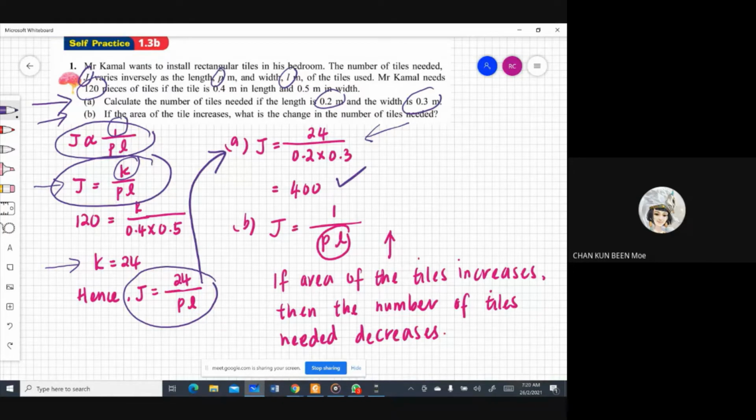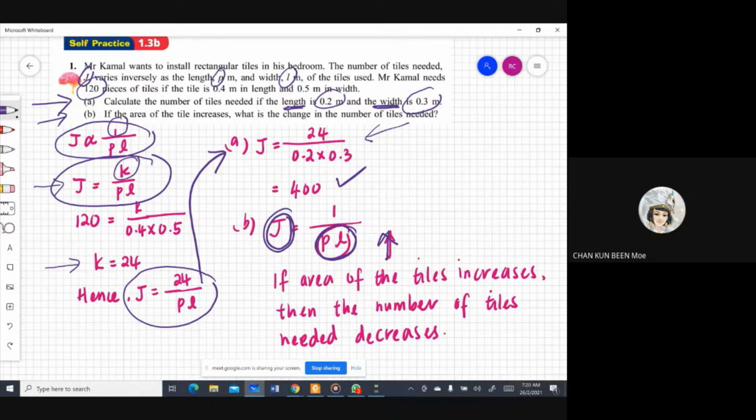So when the area of the tiles, which one is the area of the tiles? Can you see which one is the area of the tiles? PL. Yes, very good, because that is length times width. Length times width is PL. If the area of the tile increase, what is the change in the number of the tiles needed over here?